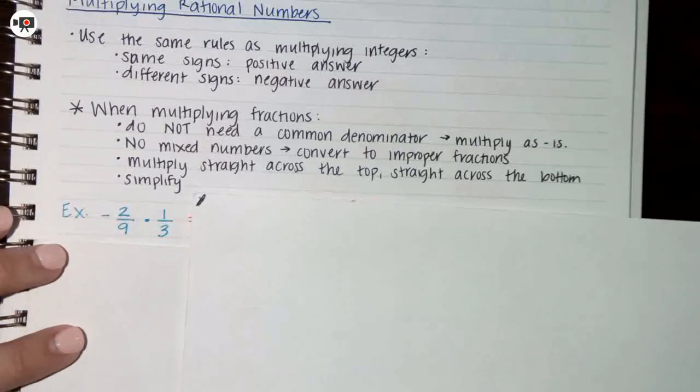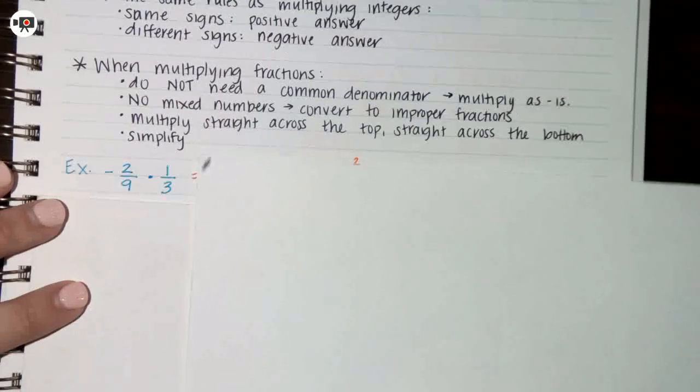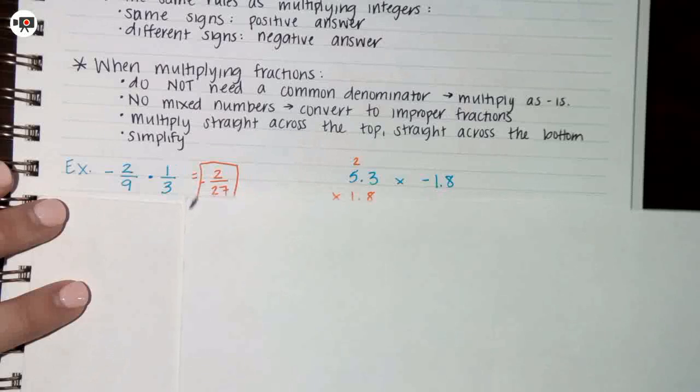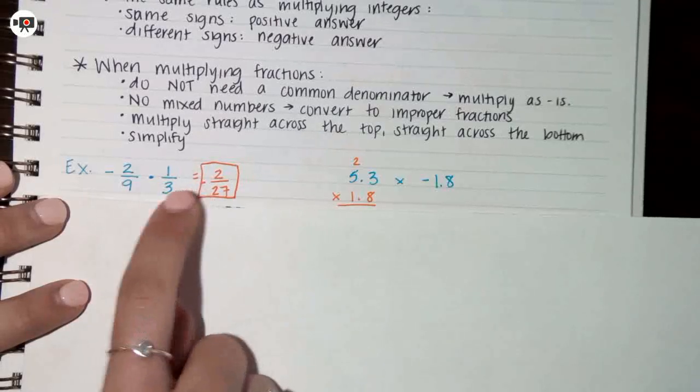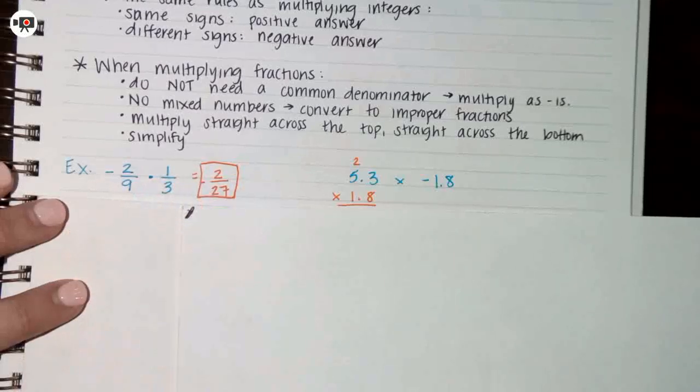So for negative 2/9 times 1/3, multiply straight across the top is 2, straight across the bottom is 27, and we have a negative because a negative times positive is negative.